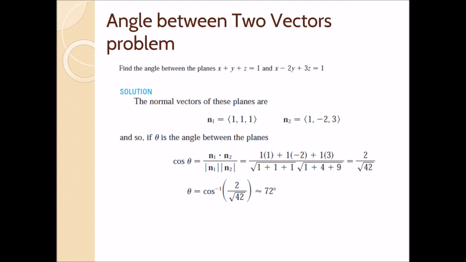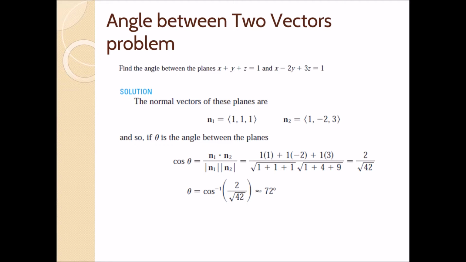We're then going to use cosine theta equaling the dot product of n1 dot n2 divided by the magnitude of n1 times the magnitude of n2. Plugging in these values and simplifying, you find that the cosine of theta will equal 2 divided by square root 42.